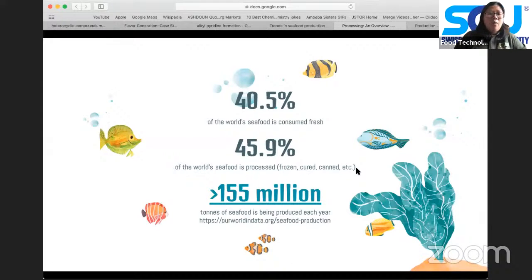Now, what this percentage correlates to in number is that we currently have more than 155 million tons of seafood being produced each year. So 45.9% of that number is actually quite large. This is why we thought that seafood processing is also an important aspect to be learned in food technology.